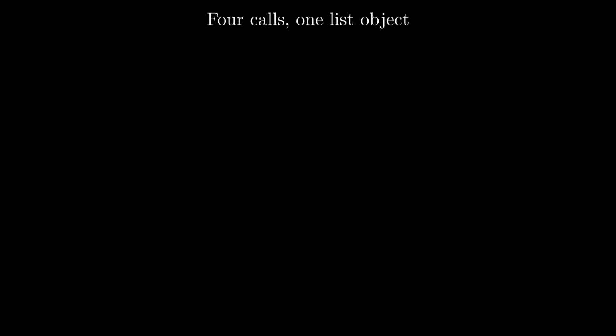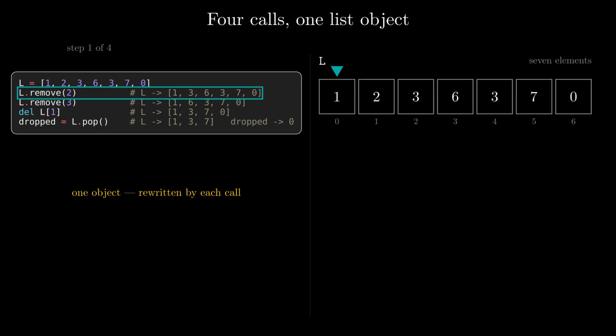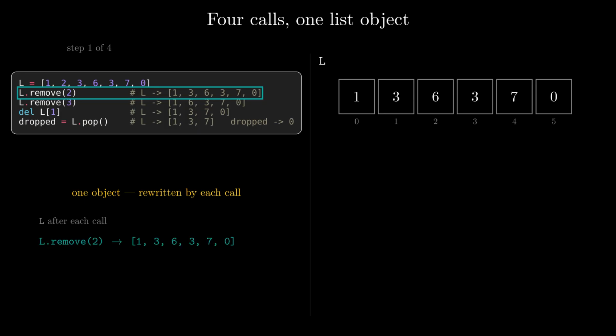Now watch what happens when the calls stack up. Start with L holding 7 elements: 1, 2, 3, 6, 3, 7, 0. Every operation here mutates L in place, so each call works on the list the previous call left behind. First, L.remove of 2. Python scans from the front for the value 2. It sits at index 1 just after the leading one. That element comes out, the list shrinks to 6 elements, and L is now 1, 3, 6, 3, 7, 0.